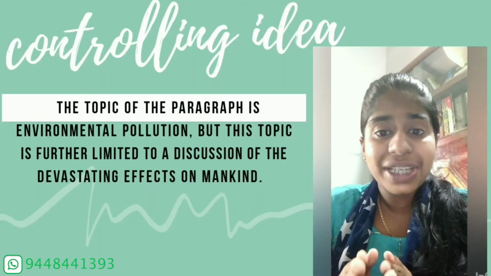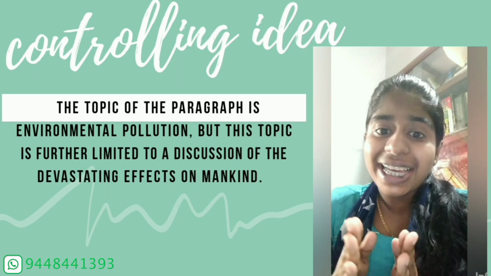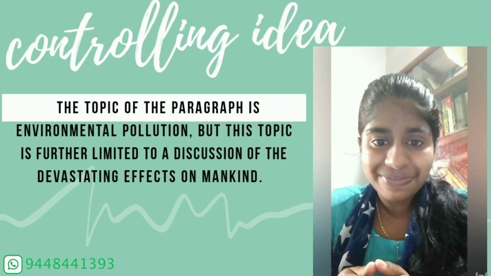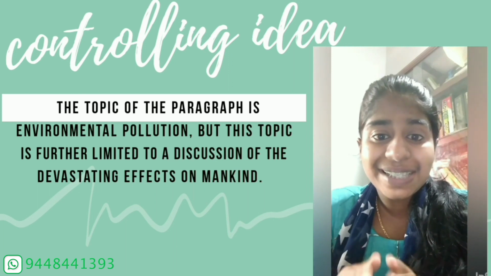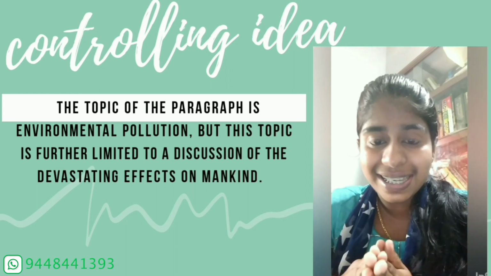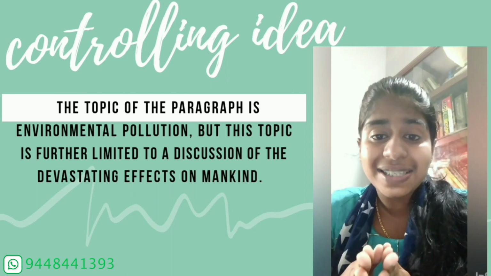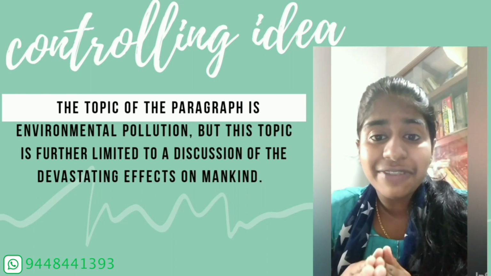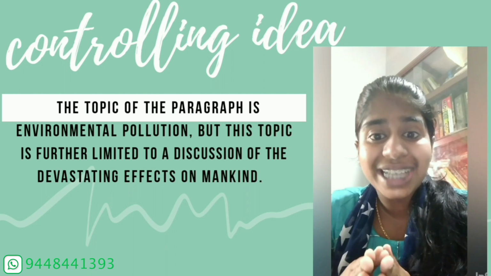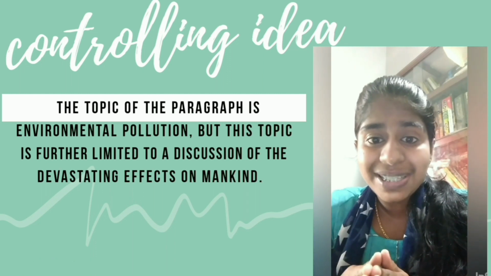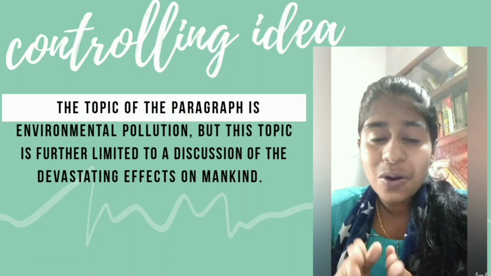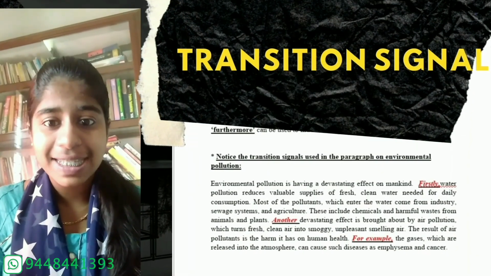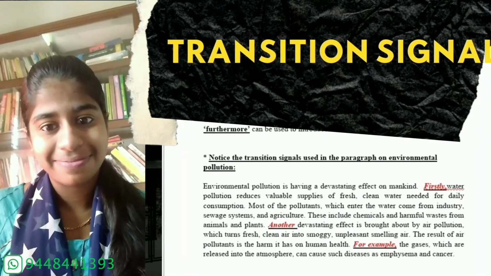Every paragraph should have a controlling idea. A controlling idea is an idea that controls the topic of a paragraph. For example, when we take this particular paragraph, the first sentence, that is, environmental pollution has a devastating effect on mankind. Here, a devastating effect on mankind becomes a controlling idea because it limits the topic of discussion only to mankind. We also have transition signals in this paragraph.